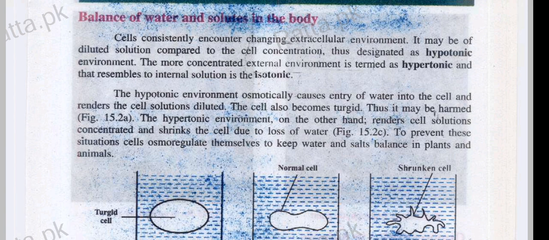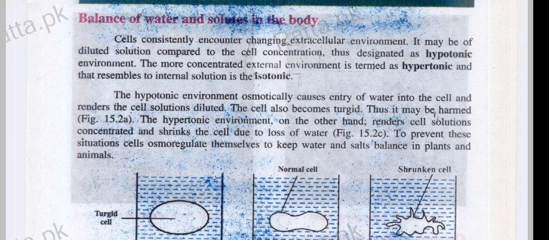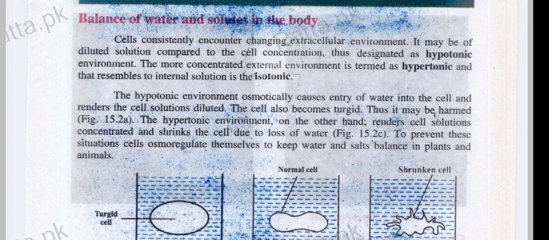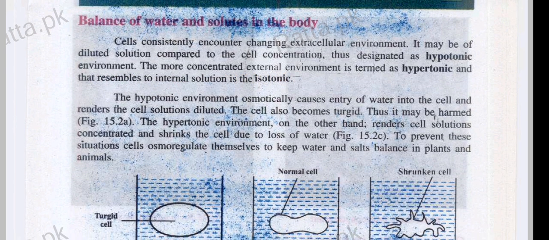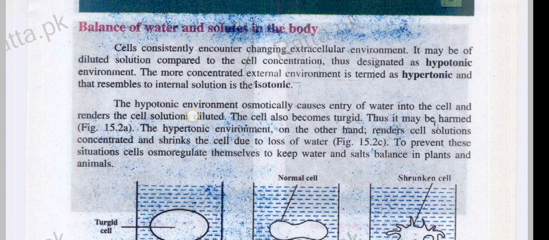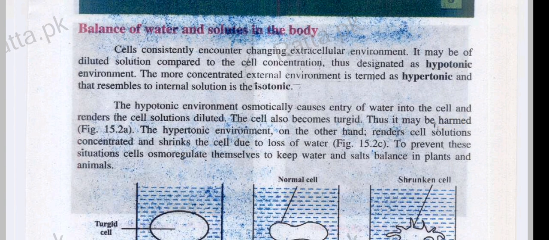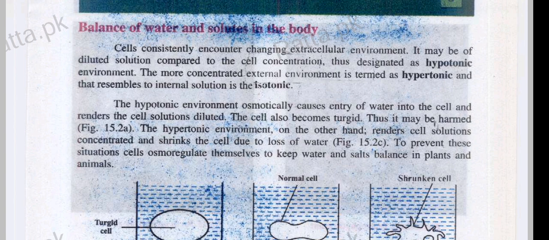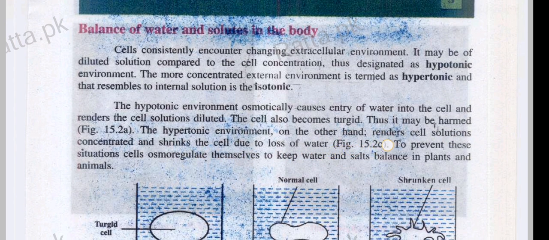So here we can start the reading. Cells consistently encounter a changing external environment. It may be a dilute solution compared to the cell concentration, thus designated as a hypotonic environment. A more concentrated external environment is termed hypertonic, and one that resembles the internal solution is called isotonic. The hypotonic environment osmotically causes entry of water into the cell and renders the cell solution diluted. The cell also becomes turgid, thus it may be harmed. The hypertonic environment, on the other hand, renders the cell solution concentrated and shrinks the cell due to loss of water.